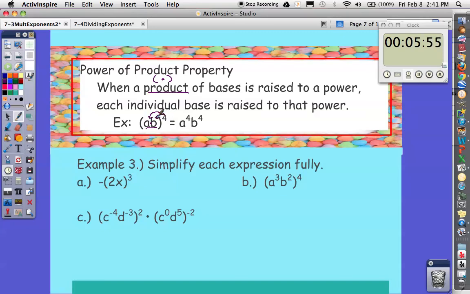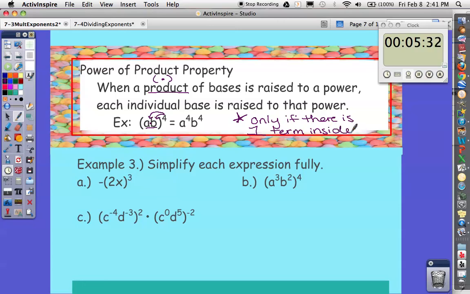I'm going to stay away from the word distribute because that's going to throw you off. But you can give each base that power. You really might want to mark this down. This is only if there's one term inside. Only if there's one term inside.